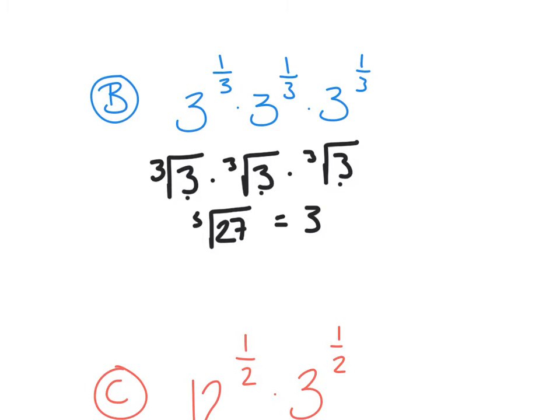Okay, I could also apply this to the exponent rules. I could say when I multiply, I keep the base at 3, and I'm going to add the exponents, 1/3, 1/3, 1/3, which makes 3/3, which is just 1. So again, two ways to derive this formula and get at the same answer.